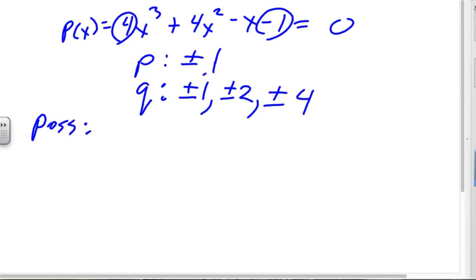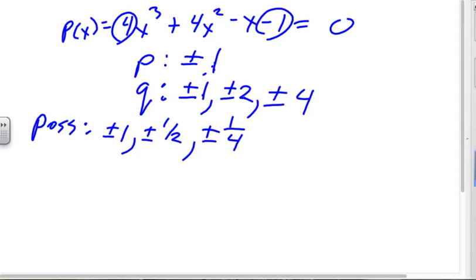So it will be 1 over 1, plus or minus 1. Then I will have 1 over 2, so plus or minus 1/2. And I've got 1 over 4. So those are my possible rational zeros.